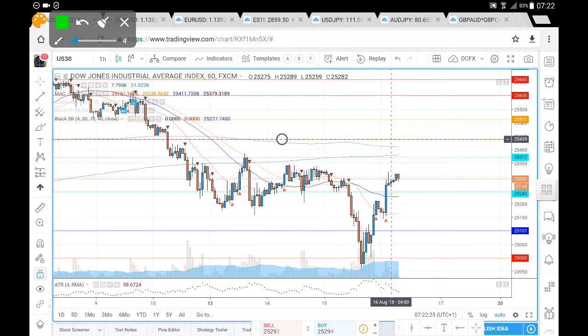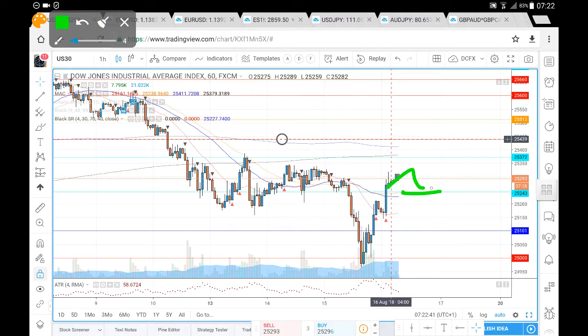for a move up towards the 25,372, where we do have the 400 period moving average. Previously in this area we've encountered resistance, so we'll see if we do encounter resistance again around the 25,372. But if we do break and hold 25,372, we're looking for a move up towards that 25,439, beyond that 512 here on the US 30.